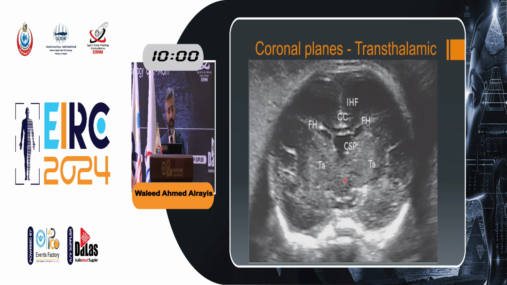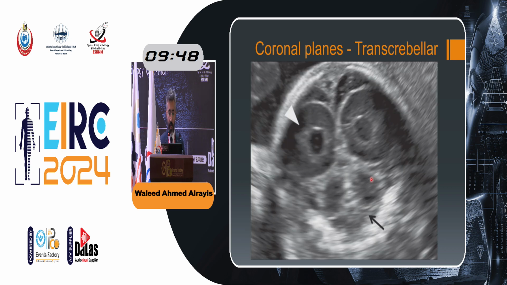The third plane in the coronal planes is the transthalamic plane. We have the corpus callosum, the frontal horns, and the cavum septum pellucidum. We can also assess the thalami. Our fourth plane in the coronal planes is the transcerebellar plane. We can assess the posterior horns of the lateral ventricles, and we can assess the cerebellum, and the more echogenic in the midline, the vermis.